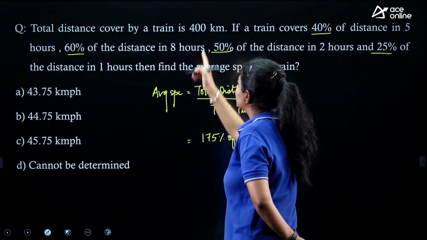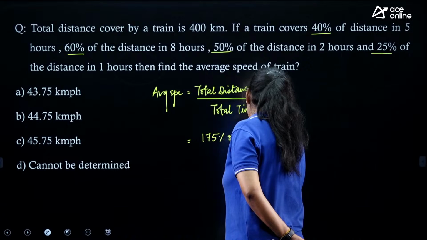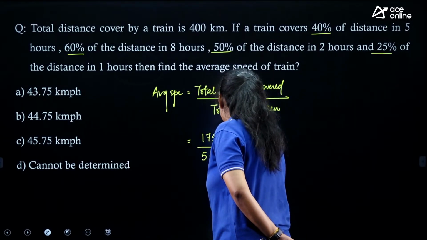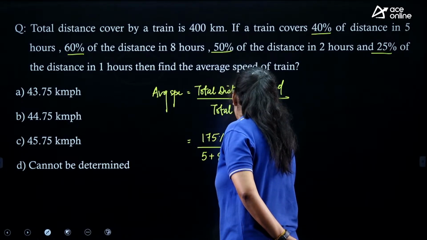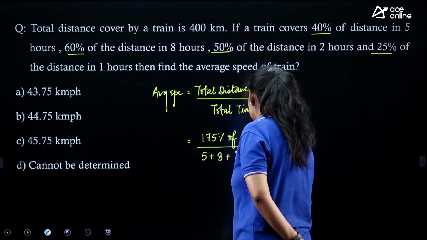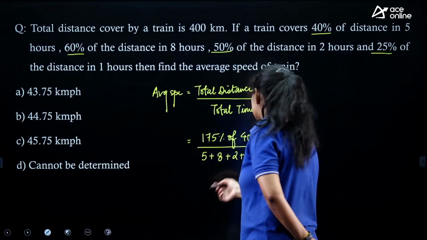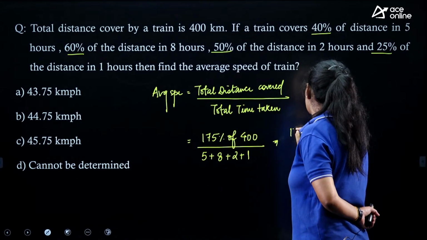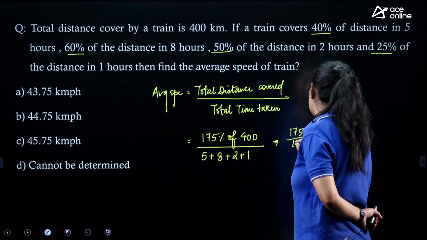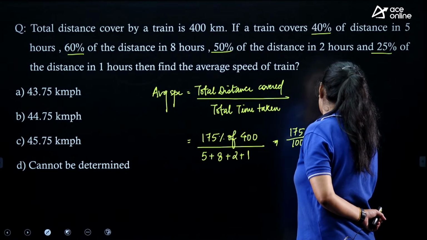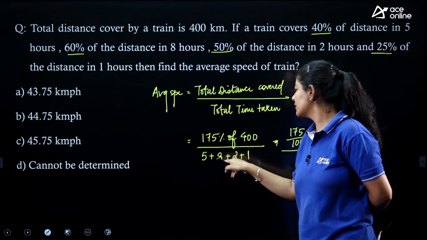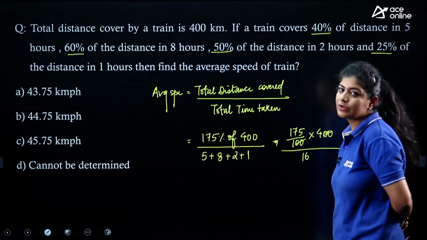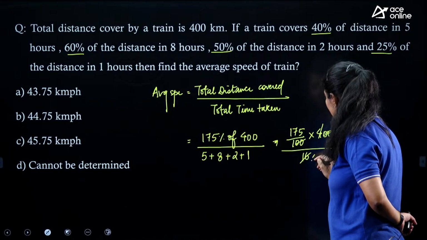of distance, which is nothing but 400, and the time taken by them is 5 hours plus 8 hours plus 2 hours plus 1 hour. Just simply solve this particular thing and you can easily get the answer. So 175 divided by 100 multiplied by 400, divided by how much value are we getting? We are getting 16 over here. So these two zeros are eliminated. Here we are getting 4.